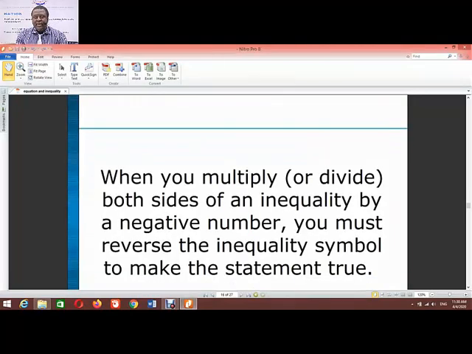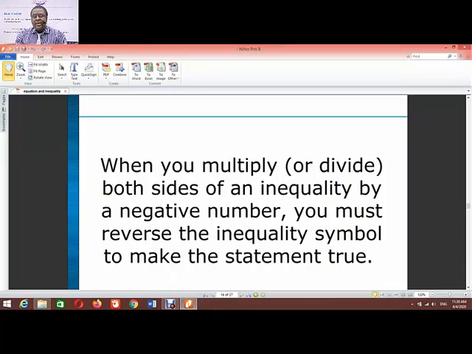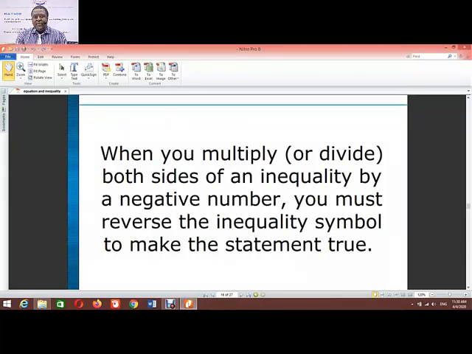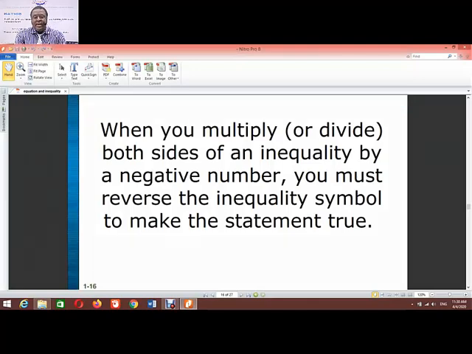When you multiply, this is very crucial and very important in inequality, so let's really pay attention to it. When you multiply or divide both sides of an inequality by a negative number, you must reverse the inequality symbol to make the statement true. It's really important. If you don't reverse it, the solution is going to be wrong.